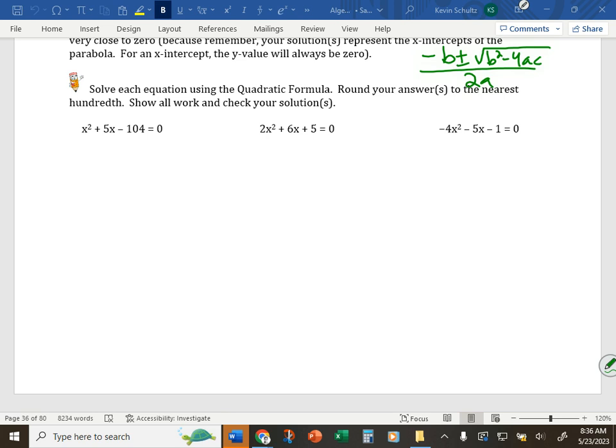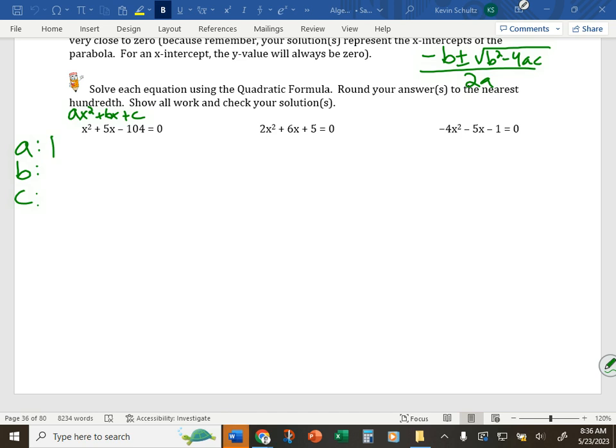So the first one, what's our A term? I recommend that you write these down on the side so you're thinking about them and can reference them. What's the A term of this first equation here? X squared is not the A term. The A term is the coefficient of x squared, right? Ax squared plus bx plus c. So the A term is 1.